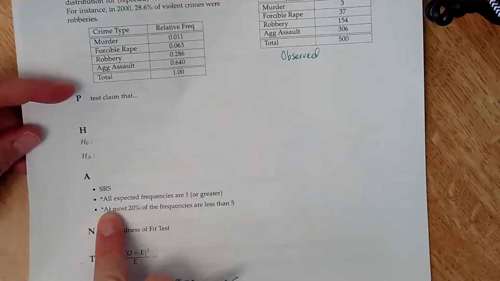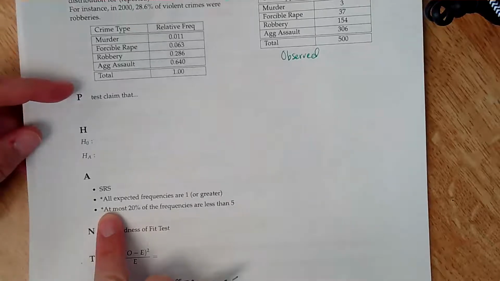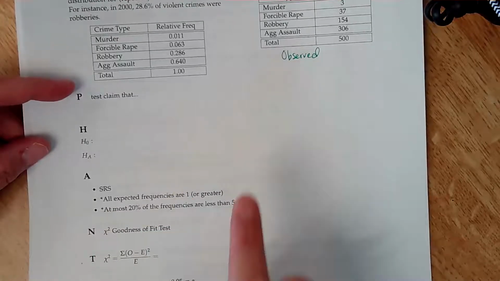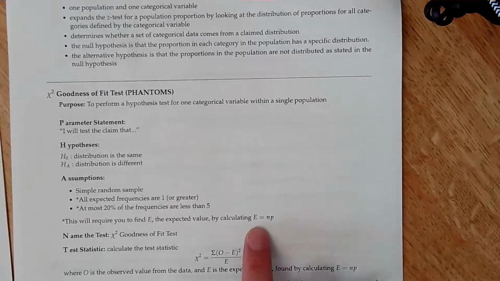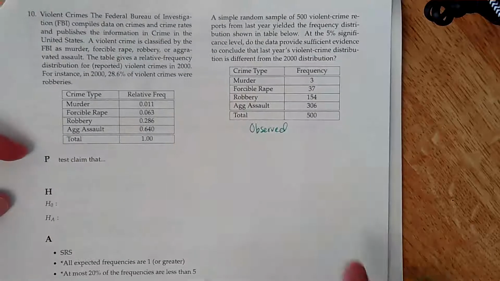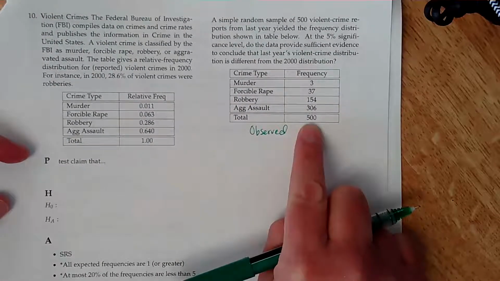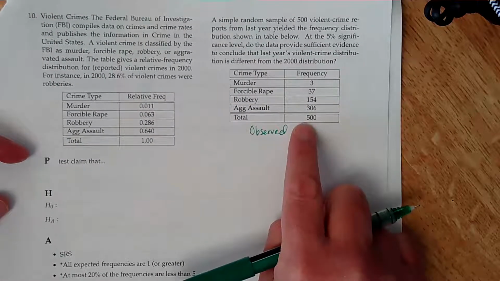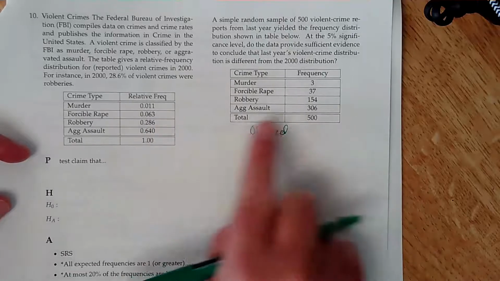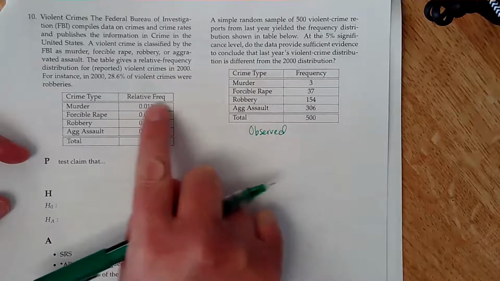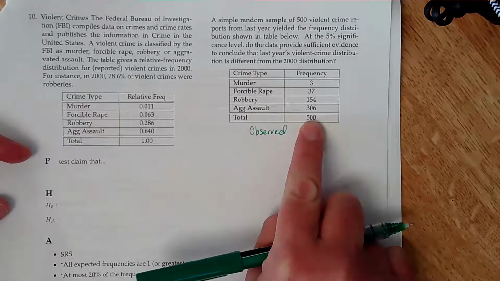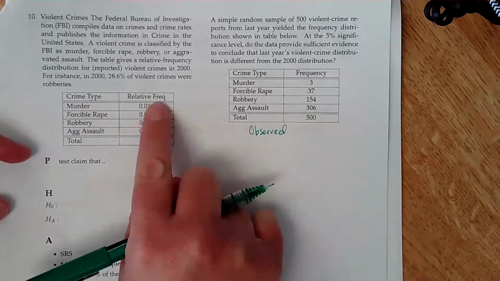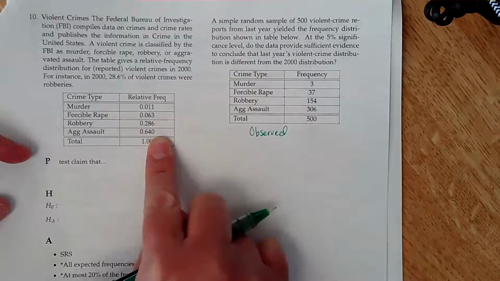The other 2 here have to do with what's called an expected value. So we have our observed values, but to get our expected value, we're going to use this formula here. E is equal to NP. So our N is the sample size for our observed data. So our N here is 500, our sample size. To get the expected value for each category, we're going to multiply this proportion times our sample size. So this is our N times P, and we'll do that for each of these.